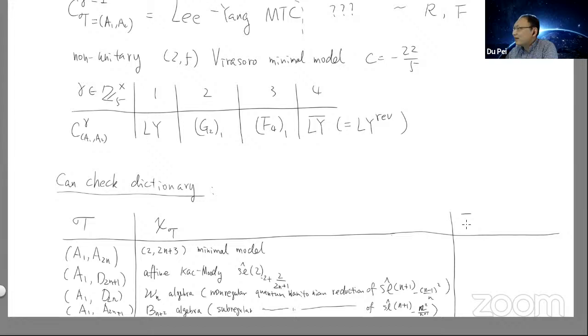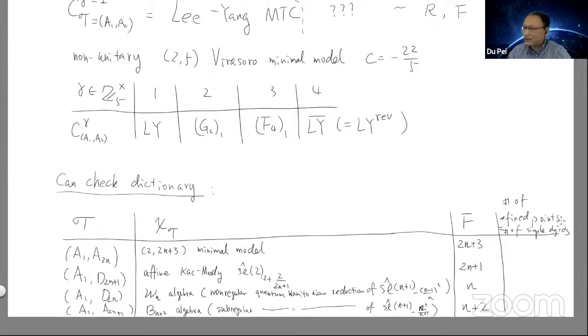And then the value of f for them will be respectively 2n plus 3, 2n plus 1, n, and n plus 2. And the number of fixed points, or equivalently, the number of simple objects in the modular tensor categories.